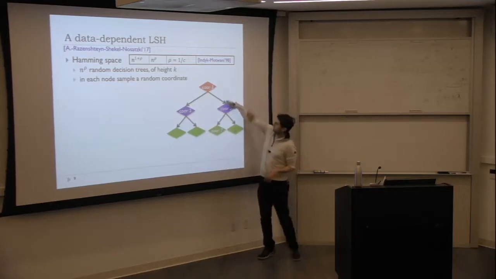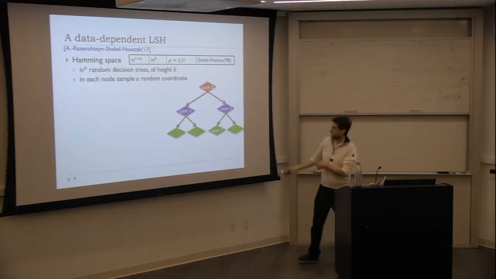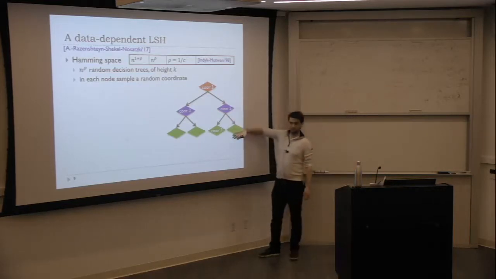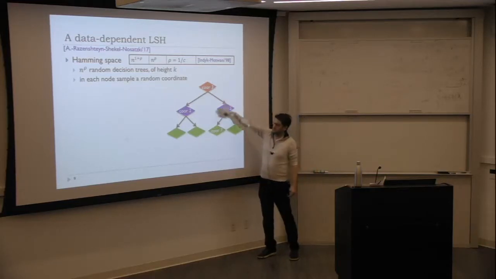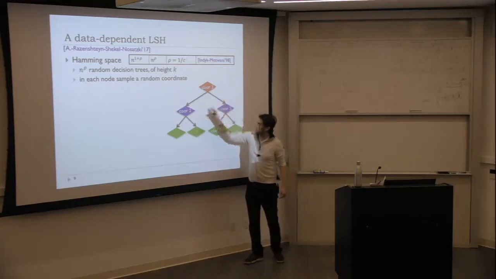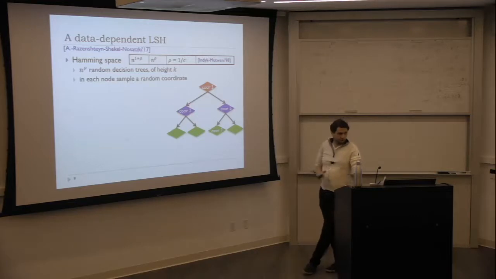If this is of height k, then this defines a hash function, and the LSH that I described earlier is pretty much equivalent to saying that we take the decision tree where each coordinate here is a random coordinate. This is almost equivalent to the algorithm I've described so far for the Hamming space.